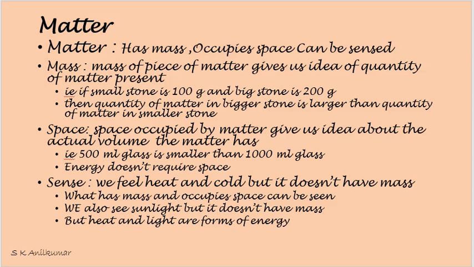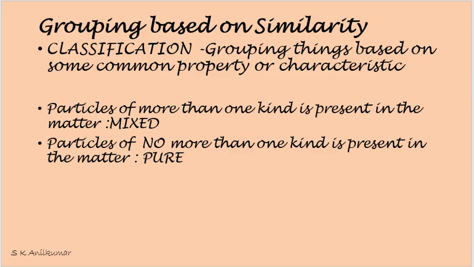Matter has mass. The mass of a piece of matter gives us an idea about the quantity of matter present, that is, 10 gram versus 10 kilogram. Matter has space. The space occupied gives us an idea about the actual volume, 50 ml versus 50 liters. Matter can be perceived by sense. We can feel the heat and cold, but heat and cold don't have space or mass. So these are different forms of energy. Sunlight is a form of energy. Sunlight also gives heat. They don't occupy space, but they can be sensed sometimes.